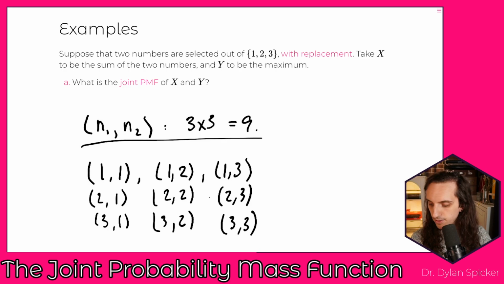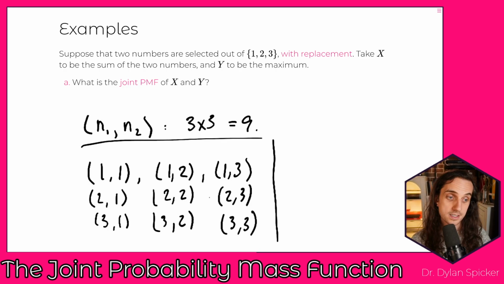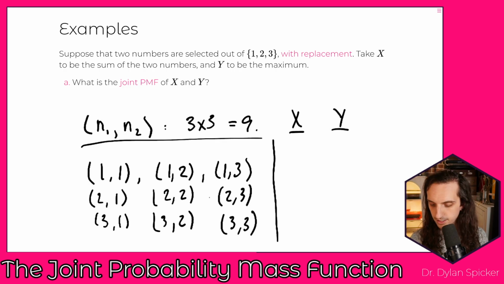Now, importantly for us, we need to capture these with respect to x and y, right? So x and y being the summation and the maximum together. Okay, and so the first thing that I want to do is go through and highlight the possible maximums. We know that the maximums are either going to be a 1, a 2, or a 3, right?